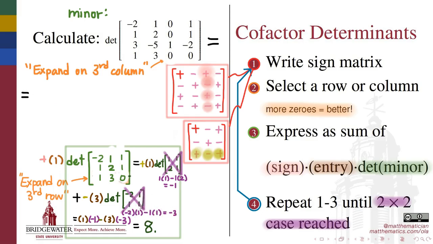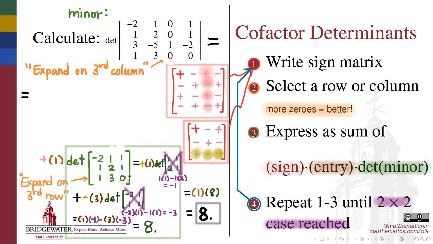And since we know what those 2 by 2 determinants are, we then know that the determinant of my 3 by 3 is 1 times the first of them plus negative 3 times the second of them, and that comes out to 8. Therefore, the determinant of this 3 by 3 is equal to 8, and putting that back into context, the determinant of this 4 by 4 was equal to plus times 1 times that number. And so therefore, the determinant of this 4 by 4 matrix is 8.